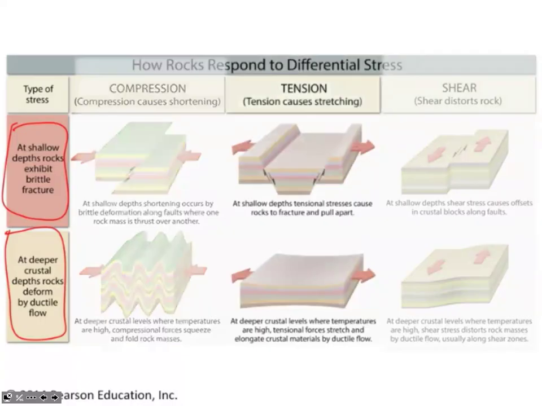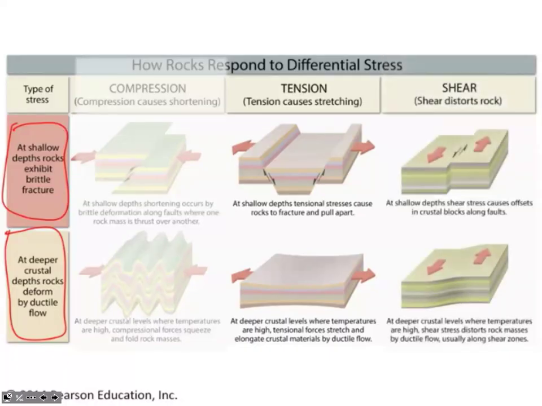If your dominant stress is actually tension, then the shallow crust will deform by faulting again, but this time it's normal faulting. So this time the blocks of rock are sliding down the face of the neighboring blocks of rock. At deeper levels in the crust, the rocks simply stretch out and elongate.